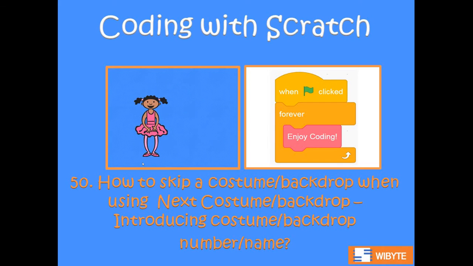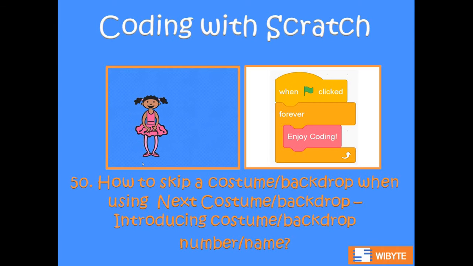In the last two lessons, we have seen how we use next costume, switch costume, next backdrop, and switch backdrop. This allows us to change the costume or the backdrop as the program runs. Now, a question that often comes up is, let's say I have a lot of backdrops or costumes, and I do not want next costume to touch a particular costume. So I maybe have 10 costumes. I want to do 1, 2, 3, 4, 5, 6, 7, 8, 9, and then go back to 1. So how do I do that?